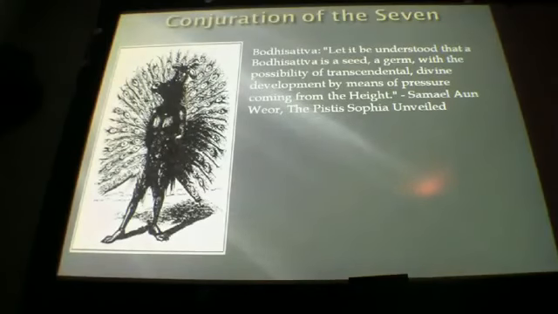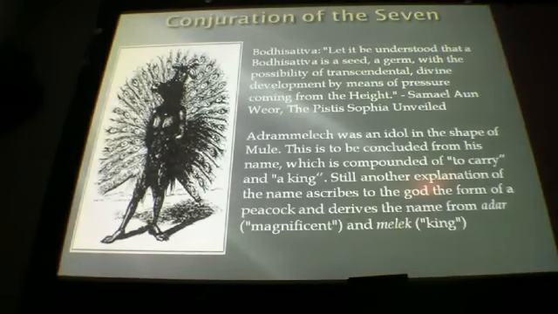Here's a picture. Okay, but Andremelech. I think we spelled it wrong. Andremelech was an idol in the shape of a mule. This is to be concluded from his name, which is compounded of 'to carry' and 'a king.' Still another explanation of the name ascribes to the god the form of a peacock, and derives the name from Adir, magnificent, and Melech, king.